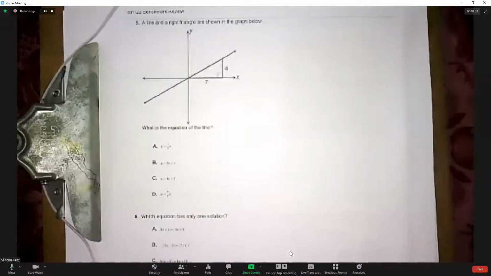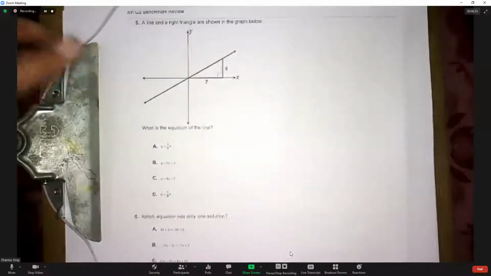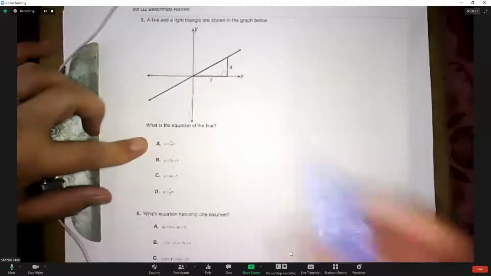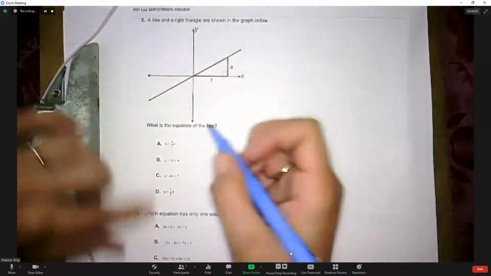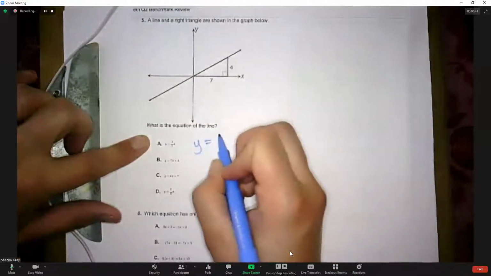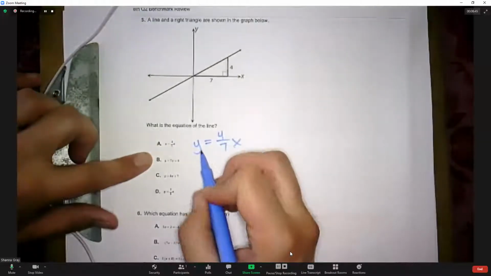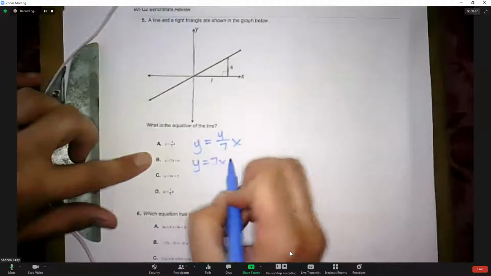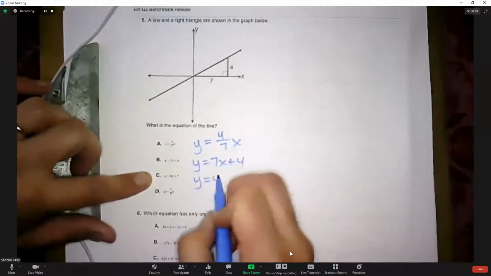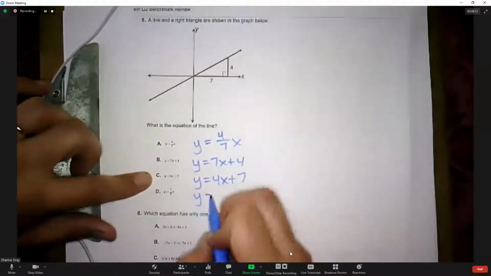All right, slope problem. What is the equation of the line? I don't know why this printed so small, it's irritating. It's hard for you guys to see on your side. So if I'm looking through these equations, this is what they look like.